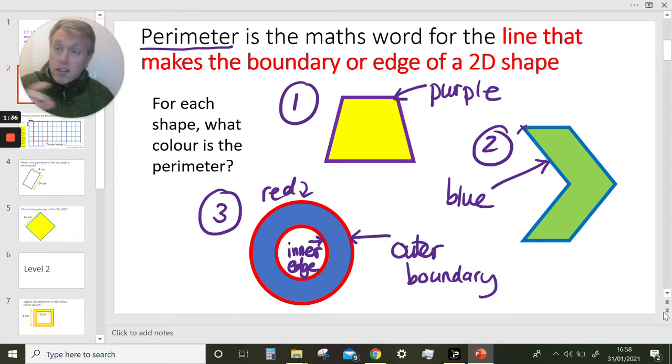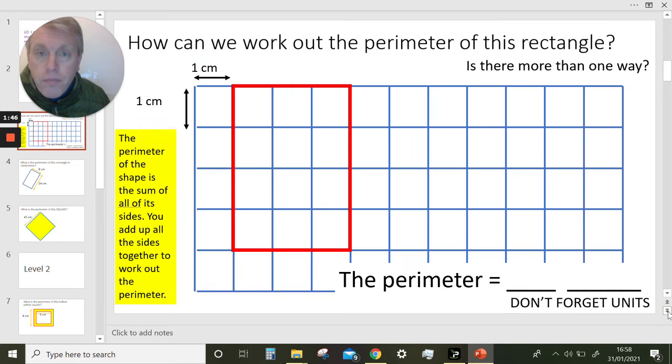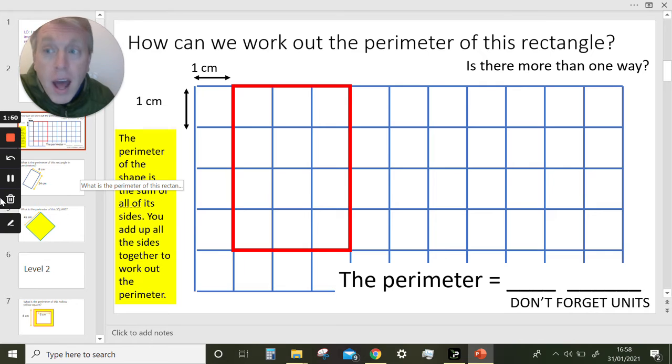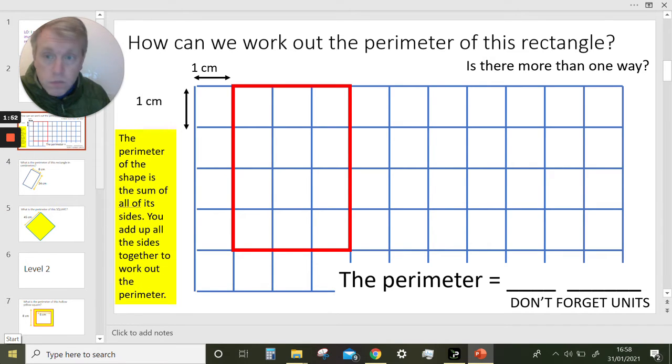But it's interesting, this shape has two parts to its perimeter, an outer and an inner, because it's hollow. How can we work out the perimeter of this rectangle? Pause the video, have a go.